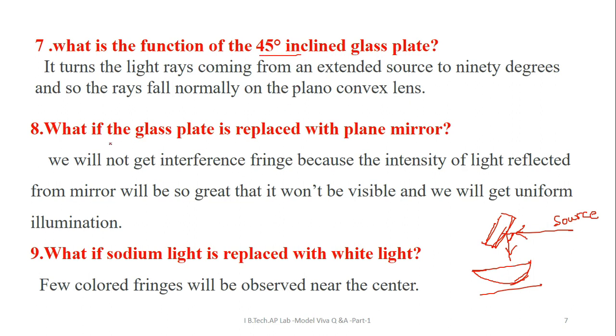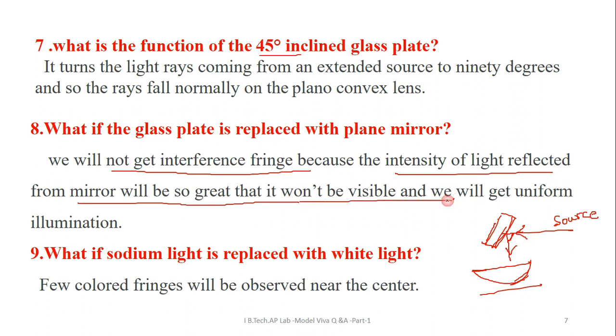What if the glass plate is replaced with a plane mirror? If we put a mirror here instead of a glass plate, we will not get interference fringes, because the intensity of light reflected from the mirror will be so great that the fringes won't be visible and we will get uniform illumination. So a glass plate is required; we cannot use a mirror.